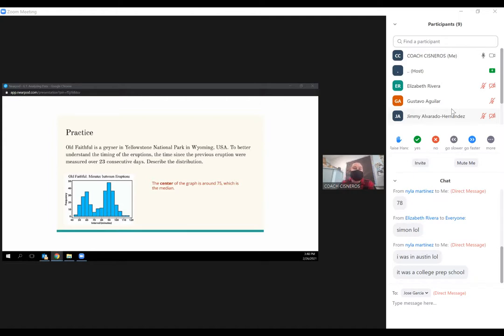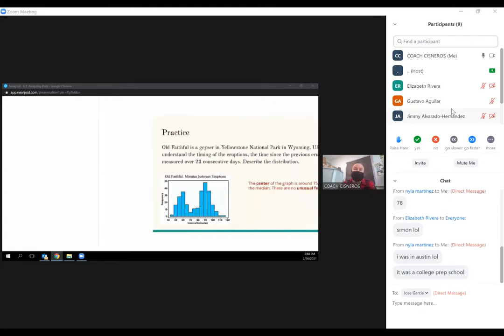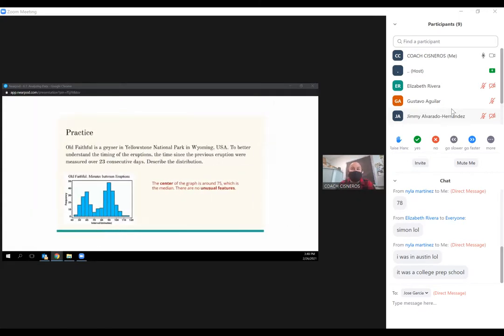Are there any unusual features in this graph? Any gaps? No. Any outliers? Not that you can tell. So, if there are no unusual features, say that. There are no unusual features. All right? Short sentence.